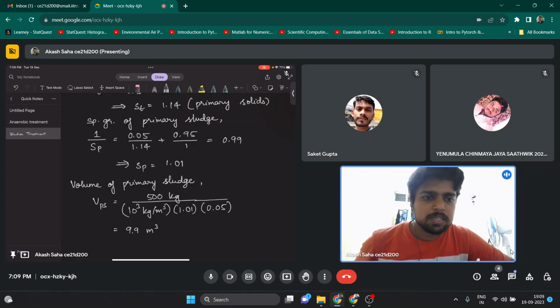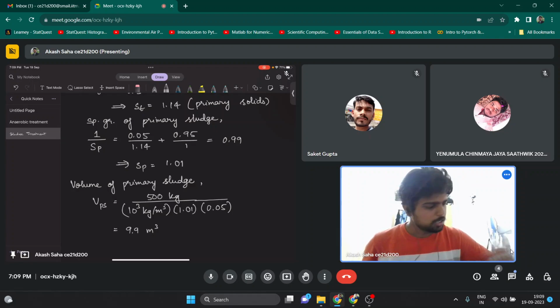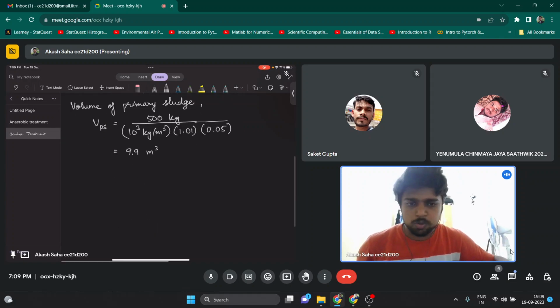So we have completed the first stage of the question, where we found the volume of the primary sludge in the system. Now this primary sludge will go through dewatering and digestion, and then the parameters will change again. So again, we have to find the new specific gravity of the digested and dewatered sludge. So this was all about the primary sludge. Now we will see how to solve for the same again.